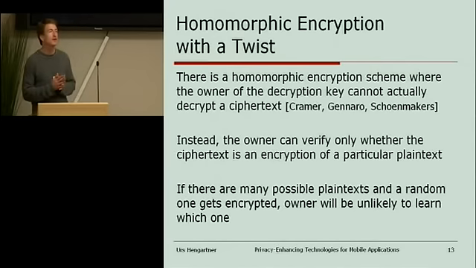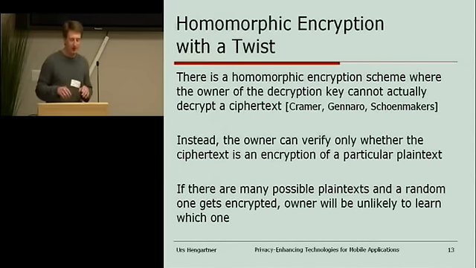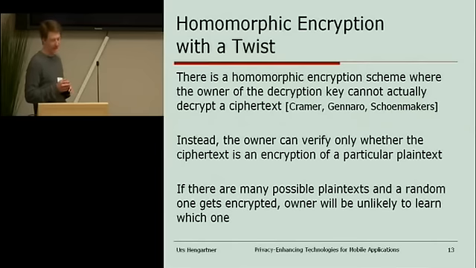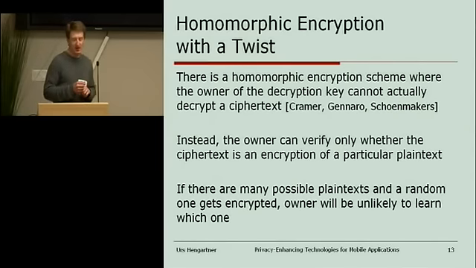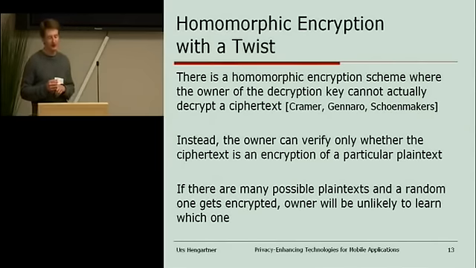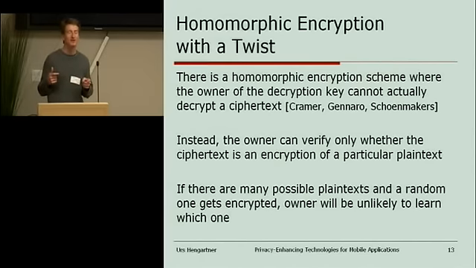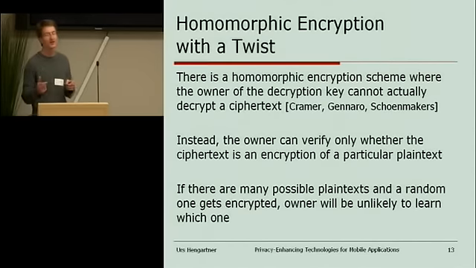Again, we use homomorphic encryption, but this time we use what I call homomorphic encryption with a twist. In particular, there is a homomorphic encryption scheme where the owner of the decryption key cannot actually decrypt the ciphertext. At first, this might sound weird, right? Why do we have an encryption scheme where you can't actually decrypt a ciphertext? Well, if we couldn't do anything with the ciphertext, then indeed the encryption scheme would probably be completely useless.